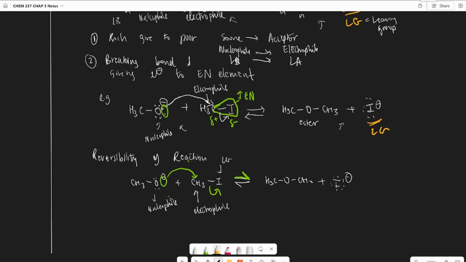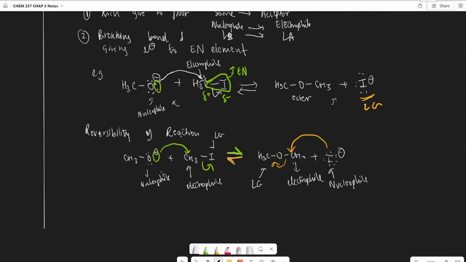So when you go backwards, what actually happens is the iodide, sorry, the iodine becomes the nucleophile, the carbon becomes the electrophile, and the oxygen becomes the leaving group. So the designations switch, mostly between the nucleophile and the leaving group. But it is important to know. This is your leaving group. So when reactions are reversed, the nucleophile and the leaving group switch their names. So you can write them back and forth.